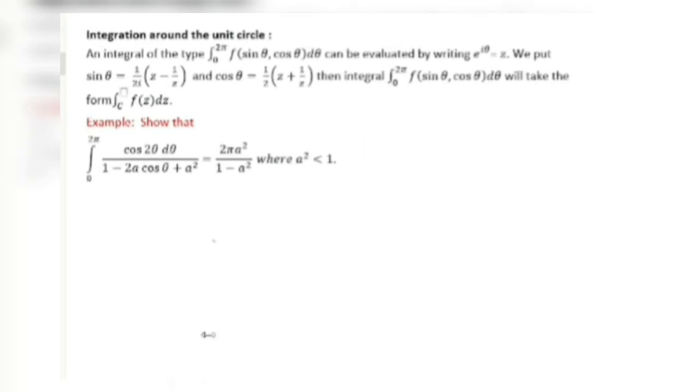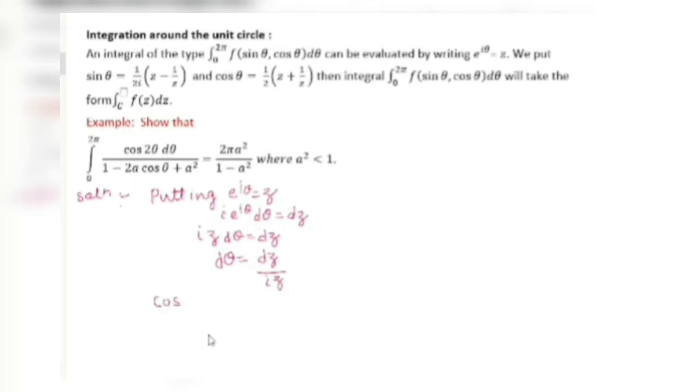Right? Now we see the solution of this problem. So we put e to the power iota theta is equal to z. Then we differentiate this function, then we'll get iota e to the power iota theta d theta is equal to dz. And this e to the power iota theta is actually z. So iota z d theta is equal to dz, or we can write d theta is equal to dz divided by iota z.